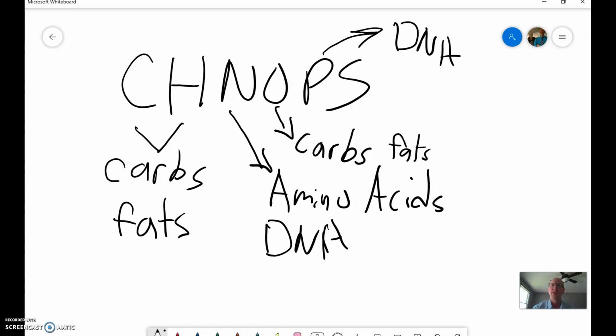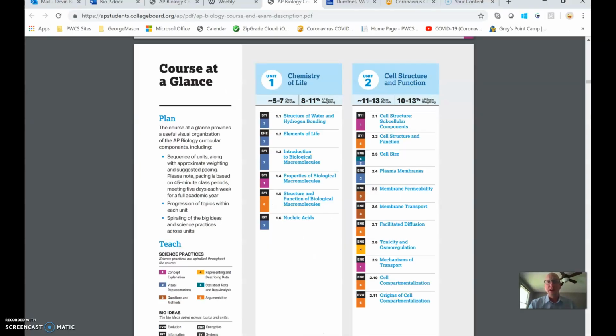And sulfur, where is sulfur found? It's not found in DNA. It's not found in carbs or fats. Sulfur is going to be found in your proteins or polypeptides. But those are your main elements of life that make up 95% of all living things. Yes, there are some trace elements in there, like maybe potassium or sodium, but all in all, these are your main elements. So that checks off elements of life.